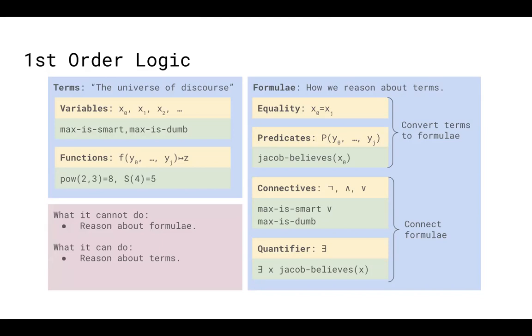What we cannot do is reason about, sorry, I just said the wrong thing. We can reason about terms, right? So we can reason about functions and variables, but we cannot reason about formulae. So I cannot say something in first order logic like there exists a sentence which is true if and only if all the other sentences are false or something like that. I can't enumerate over or quantify over the space of all logical sentences, which you can do in higher orders of logic. So that's an important difference.